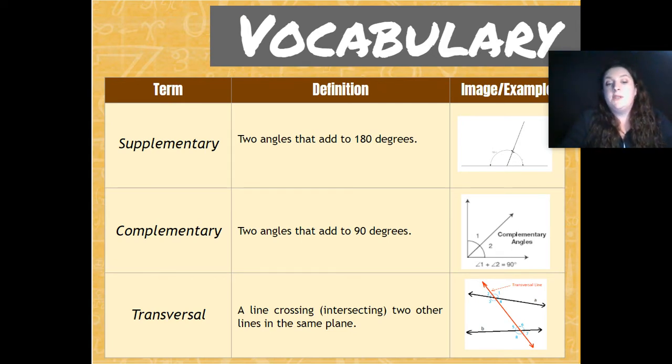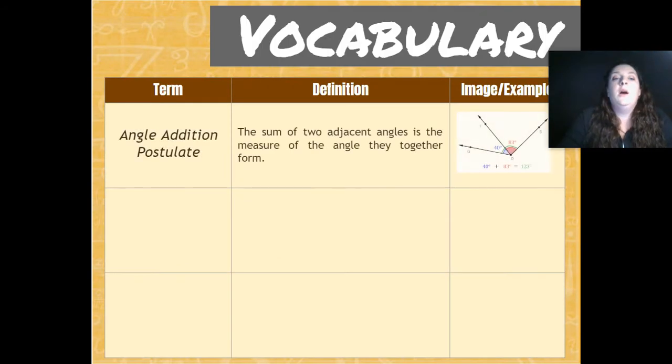And then you have transversal, which is a line that crosses two other lines at different places. So that will be important when we're looking at how to find other angles, kind of having an idea of what that means. We have the angle addition postulate, which is the sum of two adjacent angles is the measure of the angle that is together. So when we talked about how you have two angles that equal 90 degrees, being complementary angles, that is the same thing.